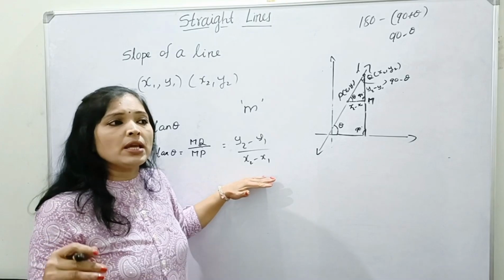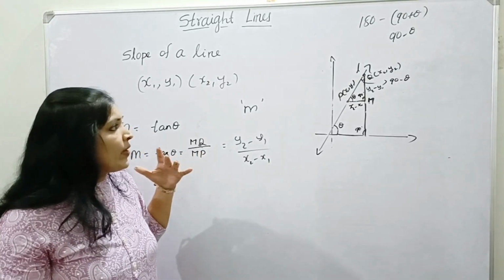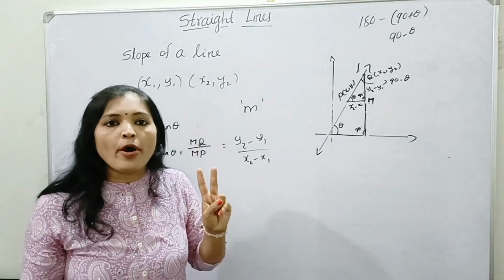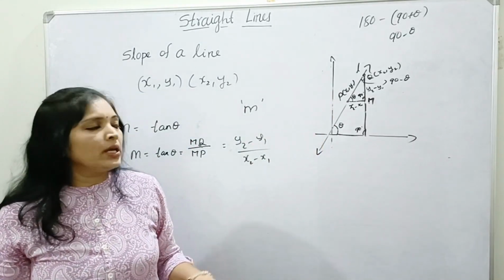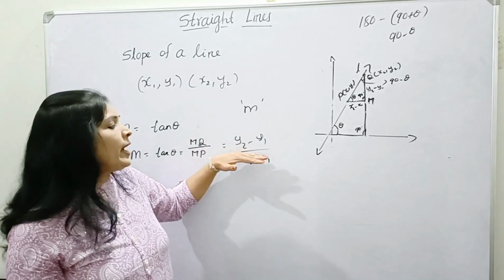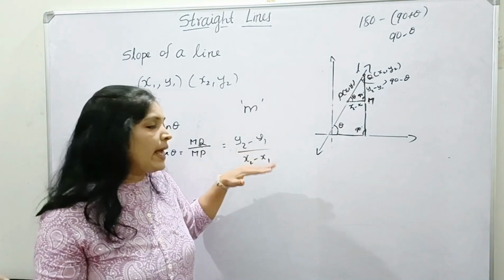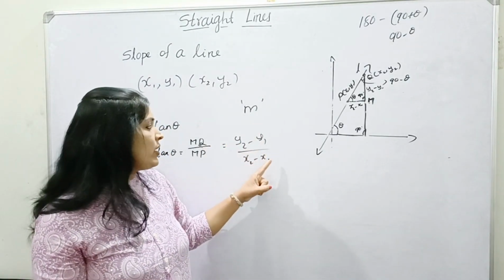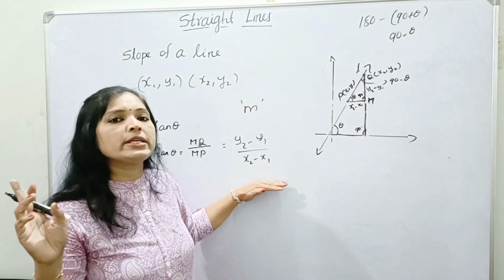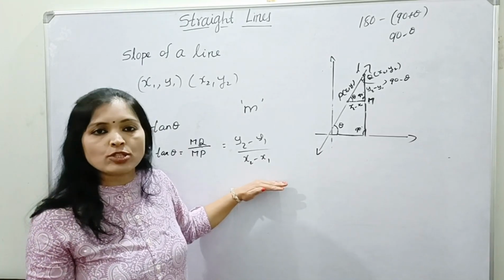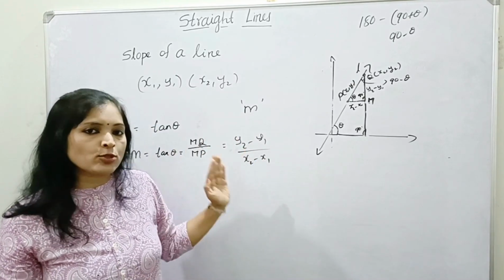Very, very important. In 12th standard also you have to study the same thing. So what is the slope of a line when any two points on the line are given? If the two points are x1, y1 and x2, y2, then the slope is y2 minus y1 divided by x2 minus x1. Remember, the slope of the straight line is y2 minus y1 divided by x2 minus x1.